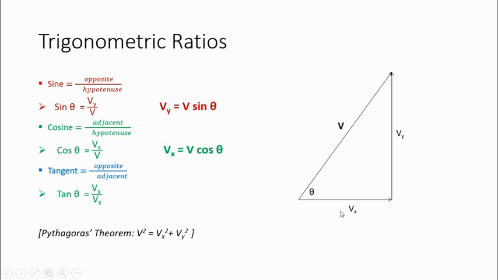Similarly, if Vx over V is cos theta, and remember that cosine is adjacent over hypotenuse, so if Vx over V is cos theta, rearrange this equation, make Vx the subject, we get Vx is equal to V cos theta. We need that to help us resolve a vector into two perpendicular components.